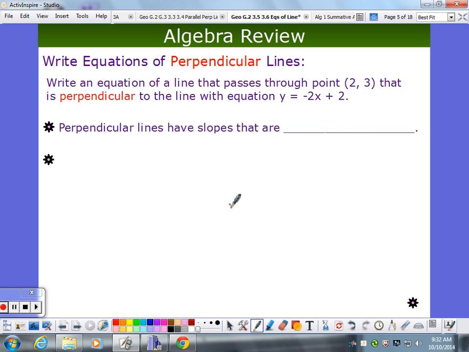And we also did it with perpendicular lines. So just to do another example, perpendicular lines have slopes that are negative reciprocals. Or you can say their slopes have a product of -1.